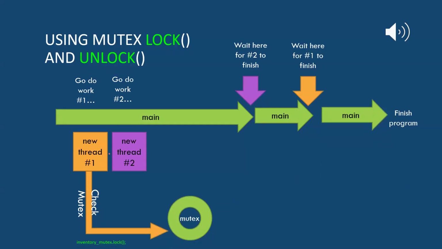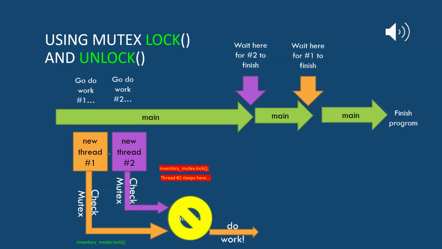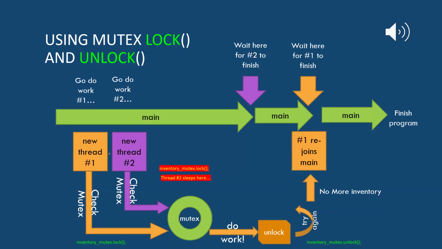So we have our mutex on thread 1, and we lock it, and we get to go do some work. Meanwhile, this thread over here has to sit around and wait. So it has gone to sleep because it checked the mutex. I finish my work, I unlock, and let's say the inventory is gone. I try it again, and at some point, there's no more inventory, so I go back and I rejoin main. And finally, thread 2 wakes up and goes, it's finally my turn, but there's no inventory. I will go back to main as well.